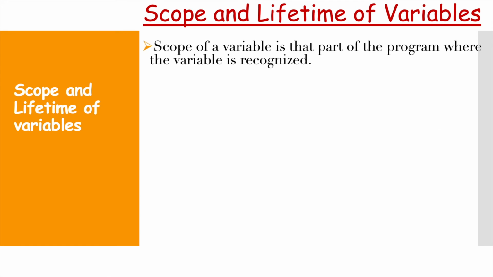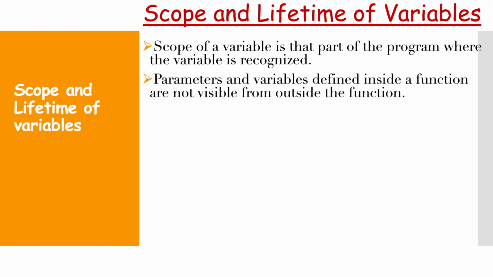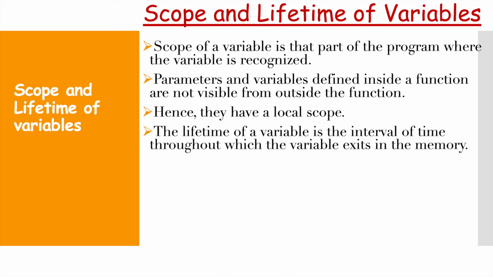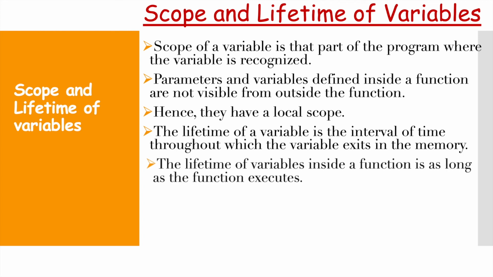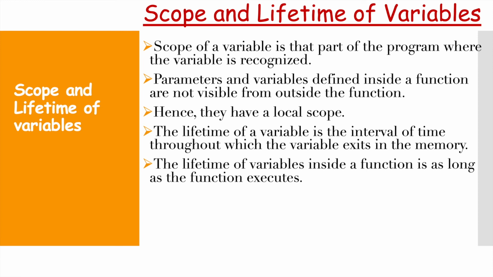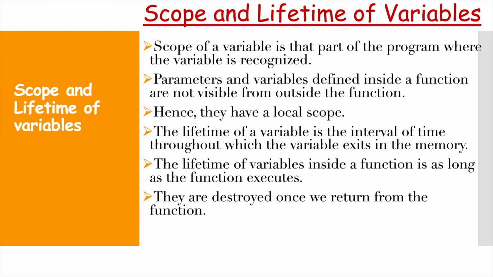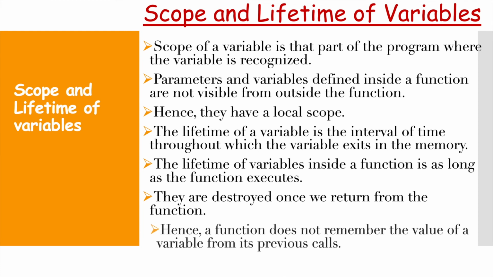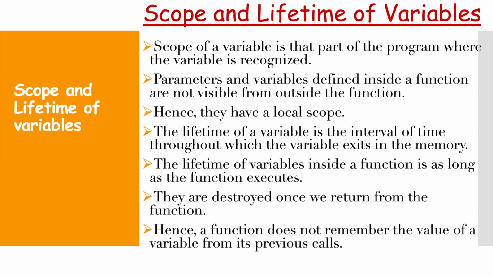Now let's see the scope and lifetime of variables. The scope of a variable is that part of the program where the variable is recognized. Parameters and variables defined inside a function are not visible from outside the function. Hence, they have a local scope. And the lifetime of a variable is the interval of time throughout which the variable exists in memory. The lifetime of a variable inside a function is as long as the function executes, and they are destroyed once we return from the function. Hence our function doesn't remember the value of a variable from its previous calls.